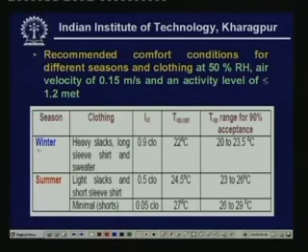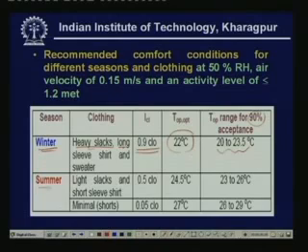For example, in winter, if a person is wearing heavy slacks with a long sleeve shirt and sweater, that means it has a clothing resistance of 0.9 clo, then the optimum operative temperature should be about 22 degrees centigrade. But the temperature can vary from 22 to 23.5 degrees centigrade for 90% acceptance.